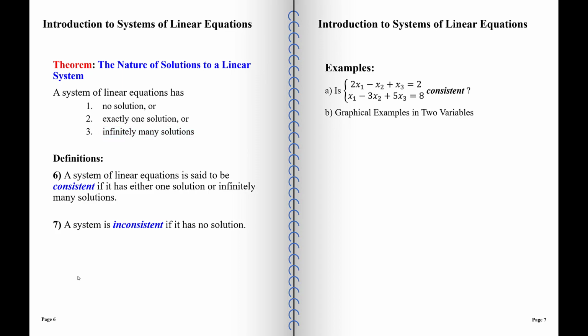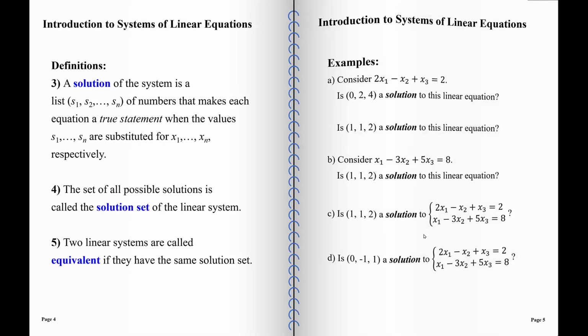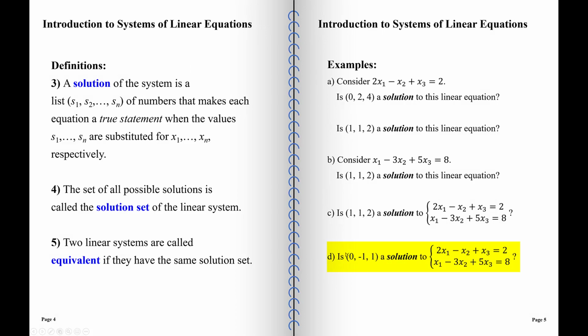And now just some more language. A consistent system is one that has a solution, and a system that has no solution is said to be inconsistent. So let's look at our example that corresponds to these pages. And what do we see? Well, is this system consistent? The answer is yes. Let's recall, this is the same system we had on our last problem. It had a solution. 0, minus 1, 1 is a solution.